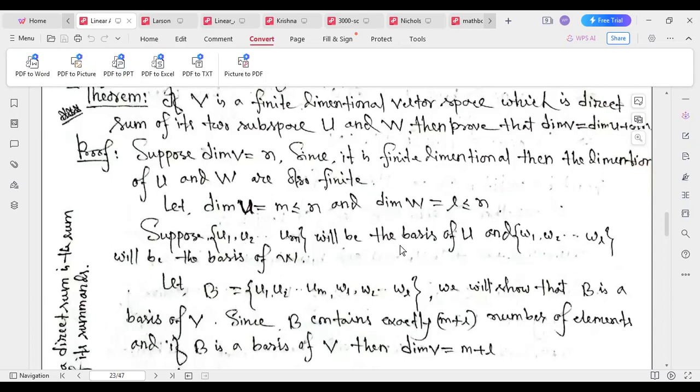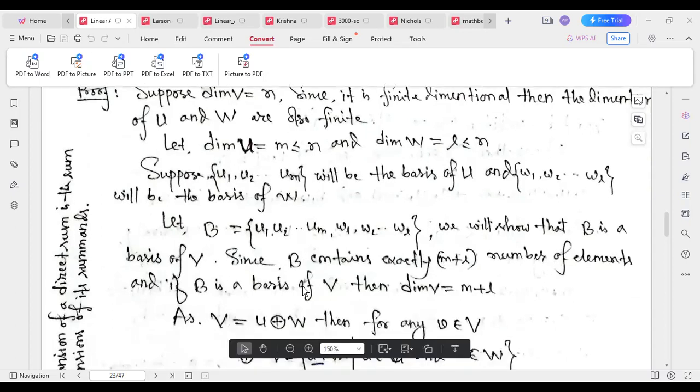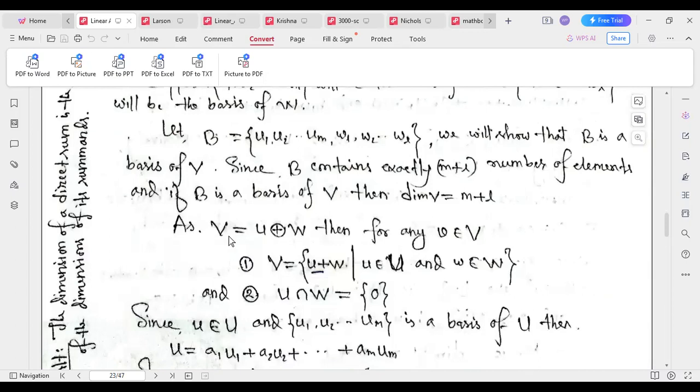Suppose u1, u2, ..., um will be a basis of U, and w1, w2, ..., wL will be a basis of W. Let capital B be the set combining the u's and w's. We will show that this B is a basis of B. Since this set contains exactly m plus L elements, if it is a basis of B, then the dimension of B is obviously m plus L. Since B is the direct sum of U and W, any b belonging to B can be written as b equals u plus w, where u belongs to U and w belongs to W. And the second condition, U intersection W equals the zero set. That is by using the definition of direct sum.